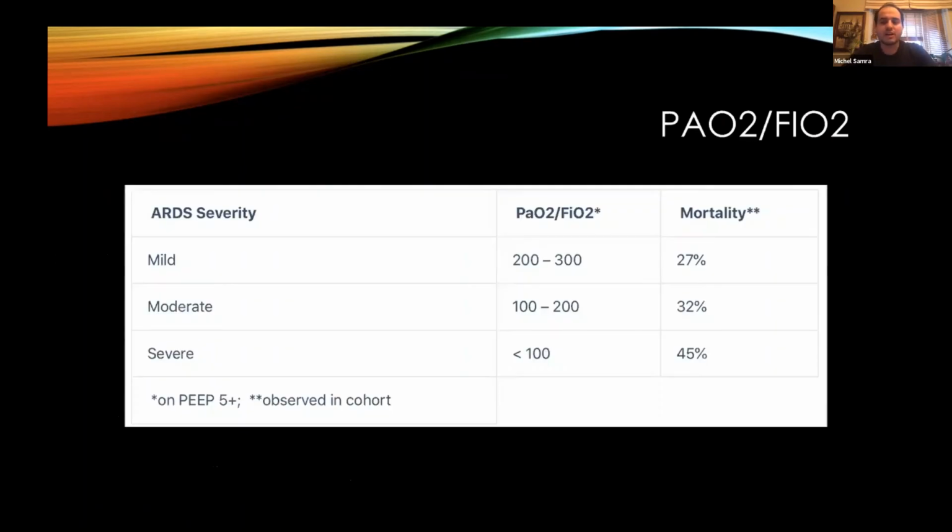So just a review a little bit for those of you, I'm sure most of you know, the PaO2 over FiO2 ratio is actually the same ratio that we use to calculate the severity of a patient in ARDS. So we classify mild disease as having a PaO2 over FiO2 of 200 to 300 with this associated mortality, and severe is with a ratio of less than 100, which leads to a mortality of about 45%.